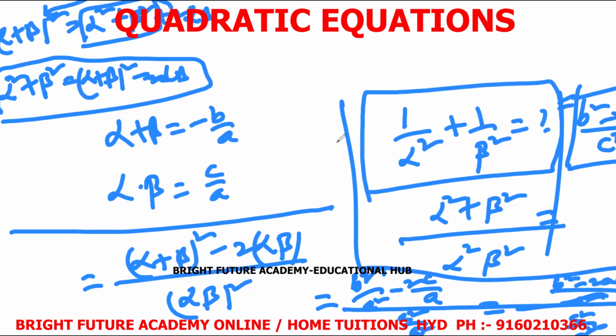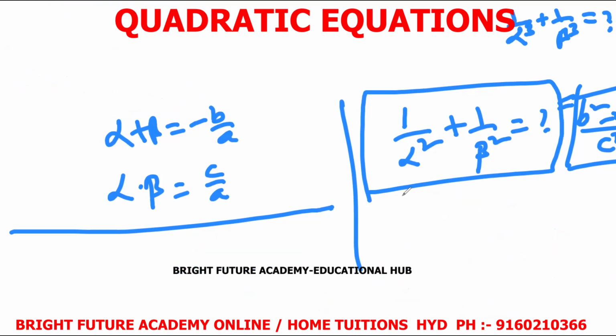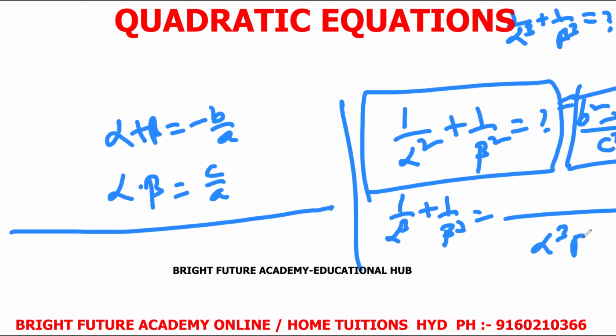Very good. So we have to know the algebraic formulas, and from that we have to extract, correct? Yes. So the last question of today: if they ask about 1 by alpha cube plus 1 by beta cube, how can we solve? LCM, sir. 1 by alpha cube plus 1 by beta cube. Take the LCM, alpha cube and beta cube.